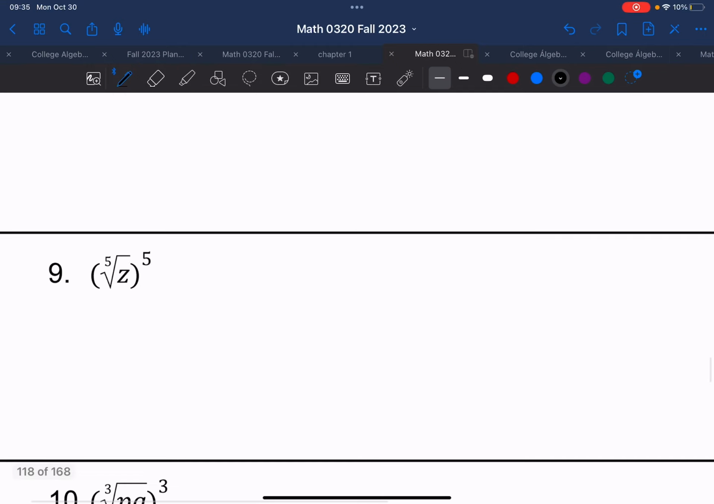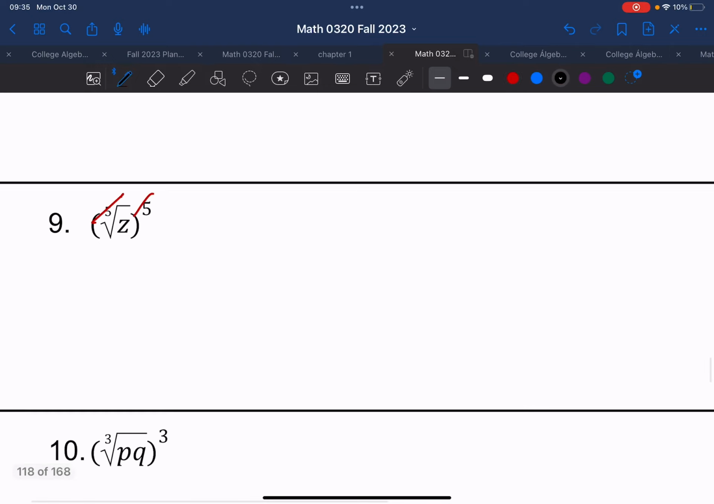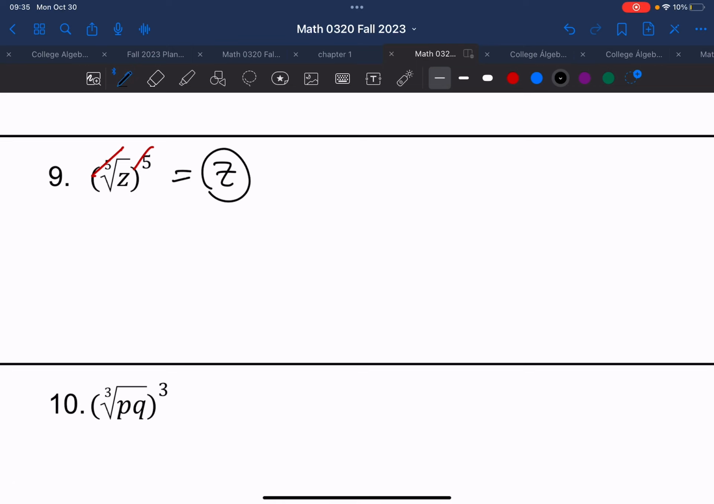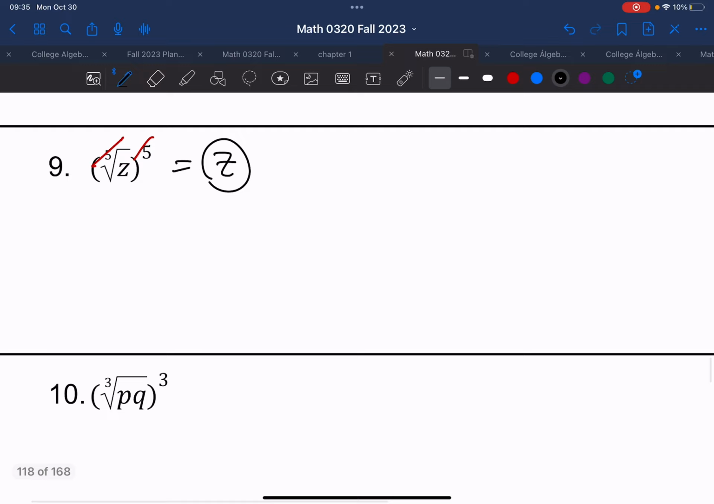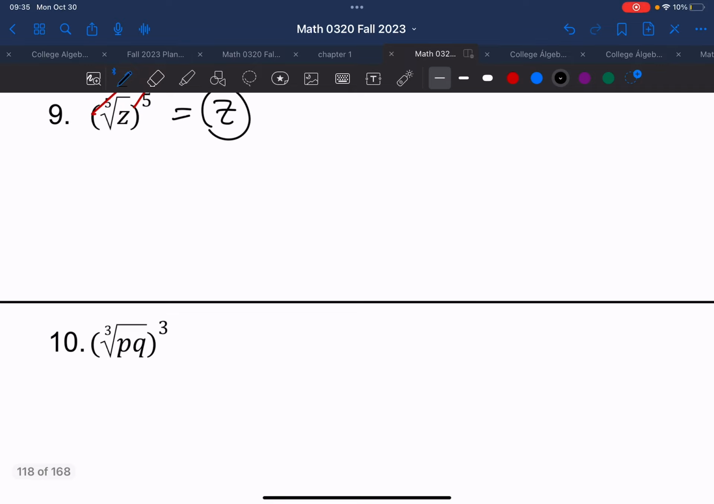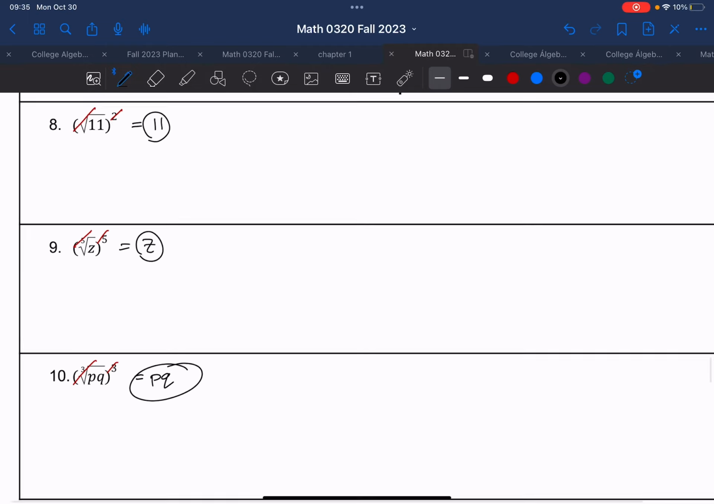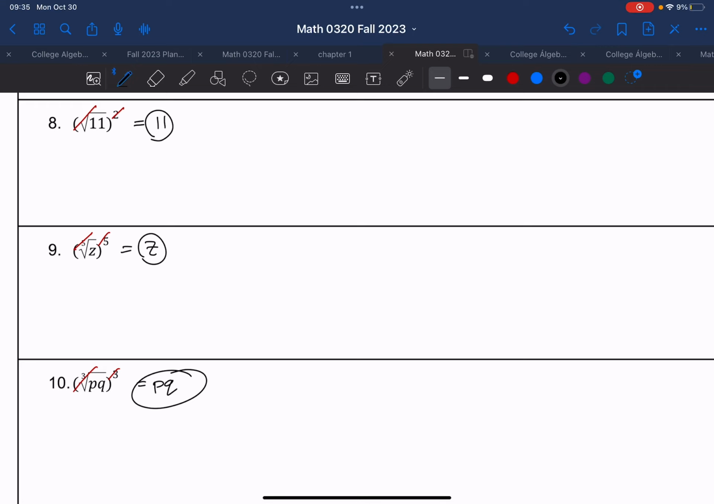So what about number 9? Do they match? So that means they cancel, and my answer is Z. Okay. Number 10. Do they match? Yep. So that means they do what? Cancel, and my answer is PQ. That was that concept. Stuff that we already talked about when doing the last concept. So if they match in any way, they cancel each other out.